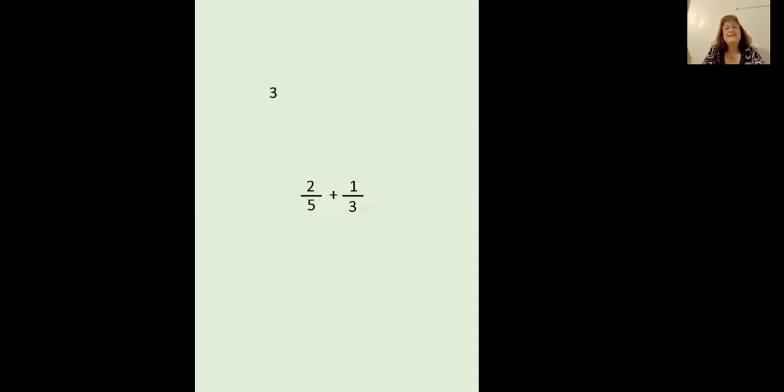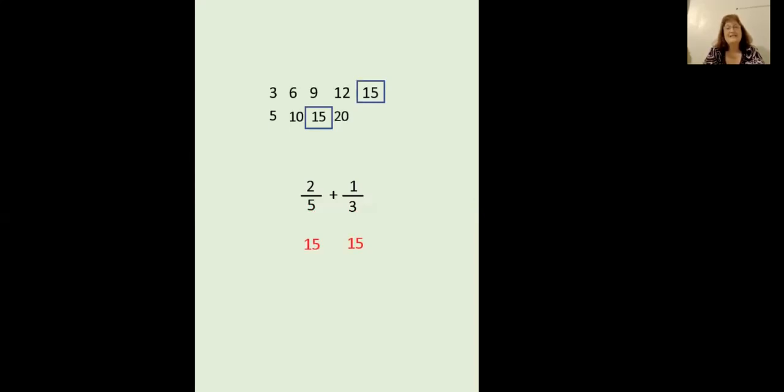We will start by listing the multiples of 3. 3 times 1 is 3. 5 times 1 is 5. 3 times 2 is 6. 5 times 2 is 10. 3 times 3 is 9. 5 times 3 is 15. 3 times 4 is 12. 5 times 4 is 20. And 3 times 5 is 15. So there we go. 15 is the lowest common denominator of 5 and 3.